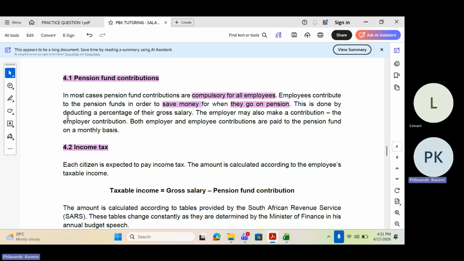This is done by deducting a percentage of their gross salary. When you retire at the age of 60 or at the age of 65, obviously at that time, I don't think you will still be able to work for yourself, right? So you will need this money. These are like savings for you. It's an investment for you that you will get when you reach a retirement age where you are unable to work for yourself. You are going to sustain yourself with these pension fund deductions that are made from your salary.